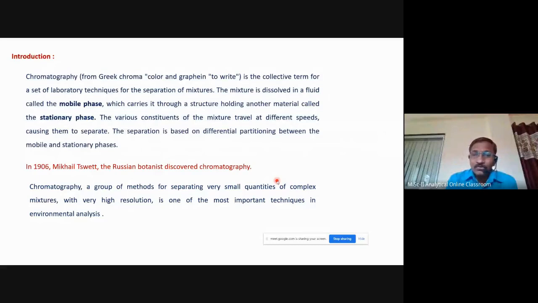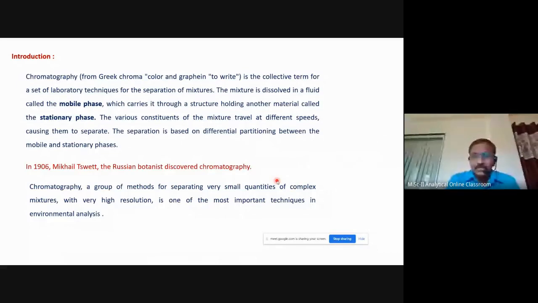samples or solutions in terms of 10 ml, 20 ml, 30 ml fractions. We collect all fractions and then check by using TLC whether they have the same spot. Then we collect them and remove the solvent, and we can easily get the pure component. So the separation is mostly based on the differential partition between the mobile and stationary phase. Actually, this chromatography was discovered by the Russian botanist Tswett in 1906.